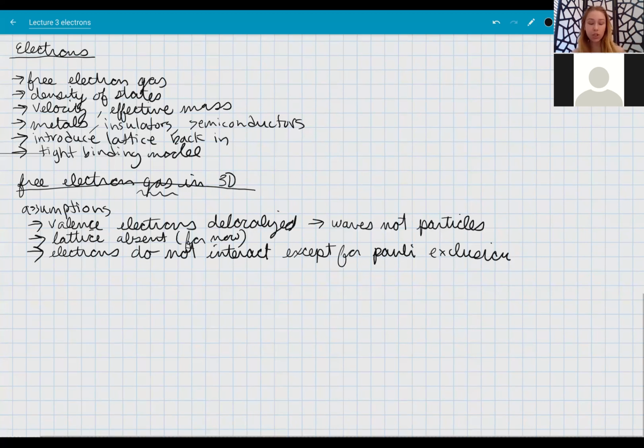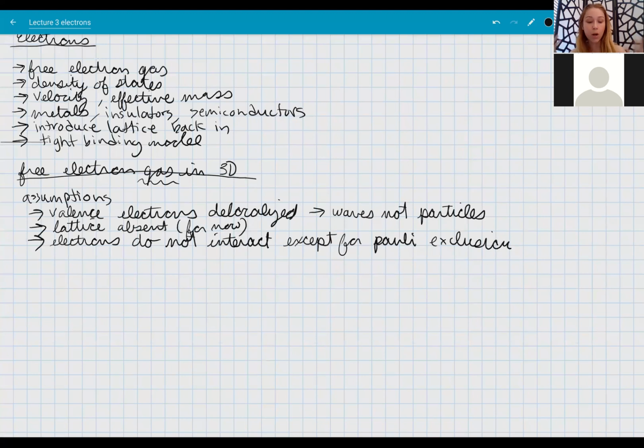So let's go back to the model of an infinite potential well or particle in a box from quantum mechanics class. So in that model, you have particles that are confined to a specific region in space. And inside that region of space, they are not subjected to any forces.